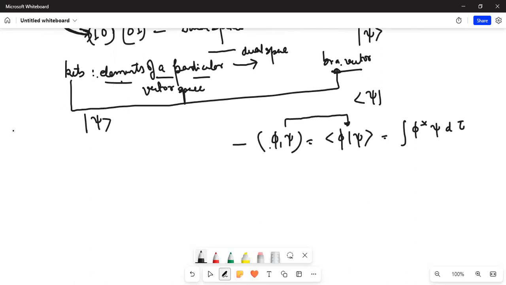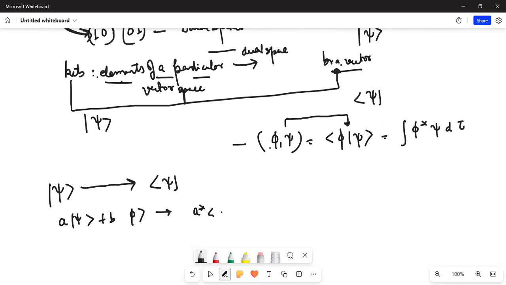So let's say I'm saying that there is a wave function psi, and I'm representing it as a ket. Then corresponding to this ket, there always would be a unique bra vector. Secondly, there always exists a one-to-one correspondence between the ket and the bra. So if I'm writing a psi plus b phi, corresponding to this ket vector there would be a bra vector. All you need to take is the conjugate transpose.